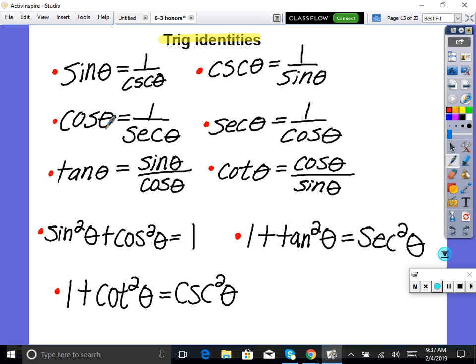Okay, cosine of theta is 1 over secant theta. It would be more simplified if I gave you 1 over secant theta to write it as cosine of theta, because no fractions is always best. Tangent of theta is equivalent to sine of theta over cosine of theta. Now if you were to see sine over cosine, it is more simplified to write it as tangent, because there's no fraction.